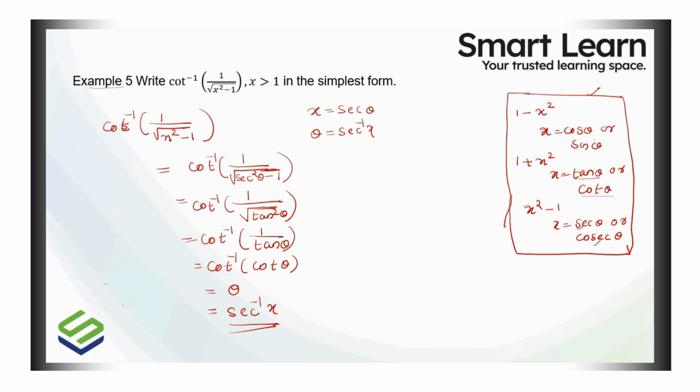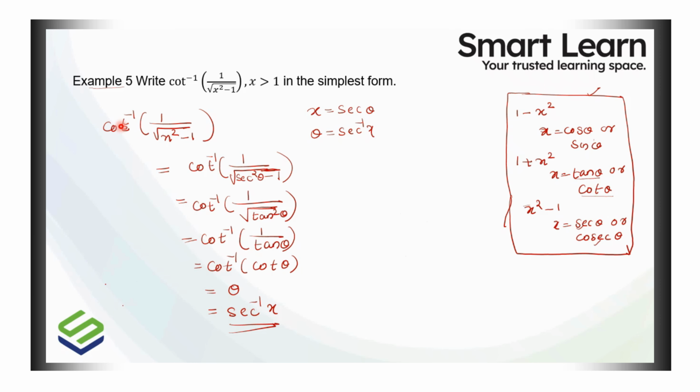Here, write cot inverse of 1 by root of x square minus 1 in the simplest form. So first, these are some tips while solving the problem. For 1 minus x square you can put x as cos theta or sin theta. For 1 plus x square you can put x equal to tan theta or cot theta. For x square minus 1 you can put x equal to sec theta or cosec theta. So here x square minus 1 means sec theta or cosec theta.